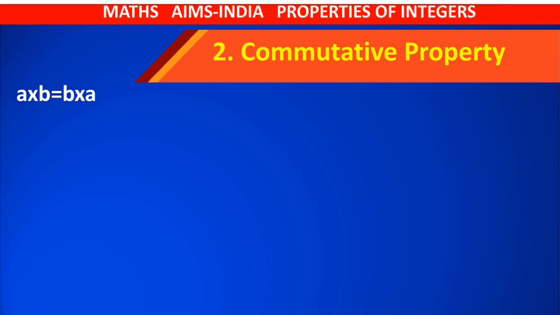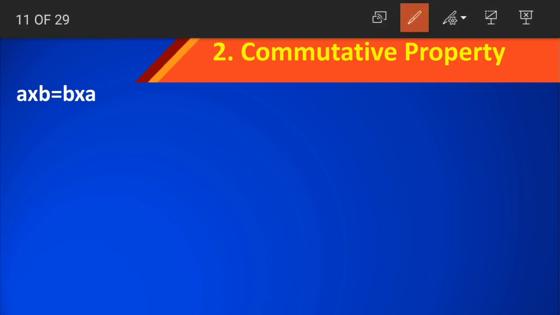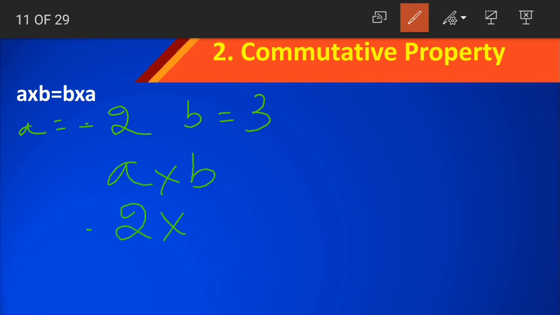The next operation is multiplication. Again the same numbers: a is equal to minus 2, b is equal to 3. When we say a into b, we mean minus 2 into 3. Coming to the signs, one is negative and the other is positive, so what will the result be? The result will be negative. 2 3s are 6. So the answer we got for a into b is minus 6.